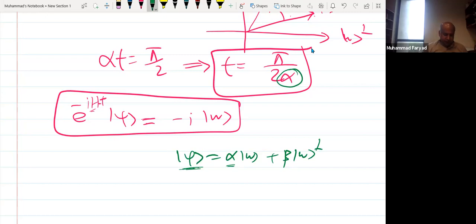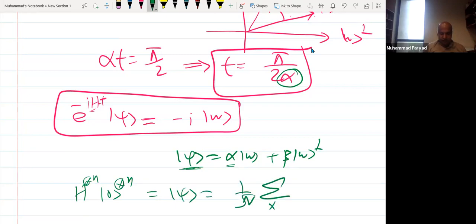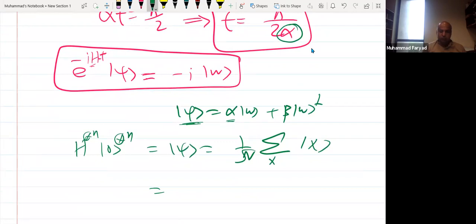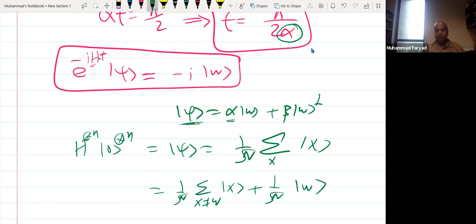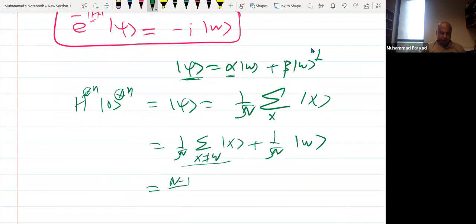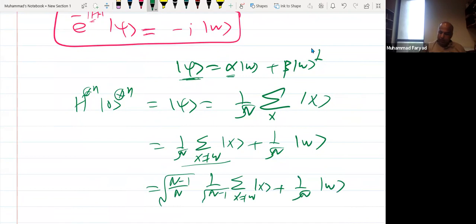We can prepare this state psi in a certain way. For example, if I start from the 0 state and apply a Hadamard on it, we get a state which is a sum over all combinations of x states. So I can now divide this superposition state into two parts. One part is where x is not equal to w, and the other part is where we have state w. If I normalize this state, because this has N minus 1 entries, I multiply with N minus 1 here and divide by N minus 1 here. I can prepare two normalized states.